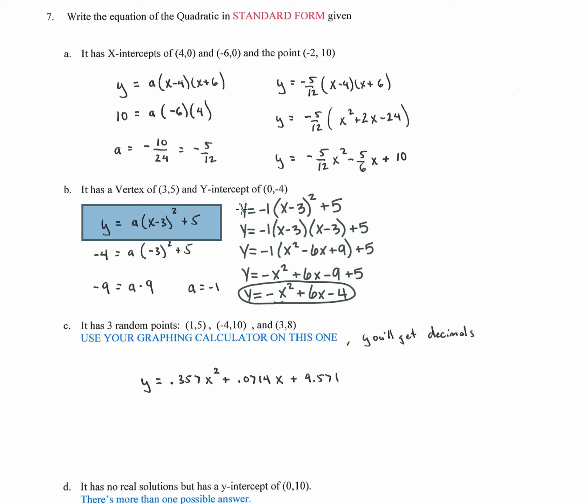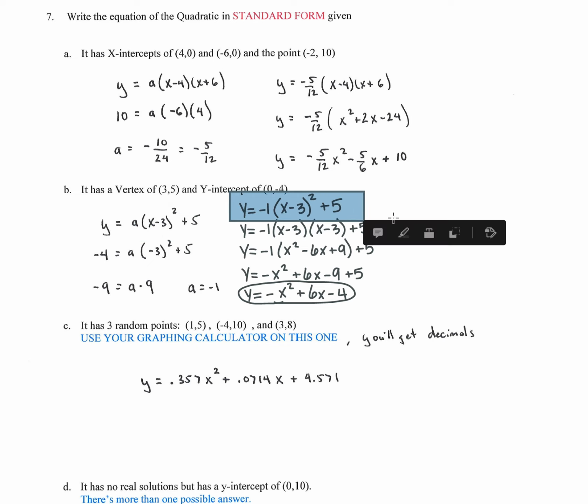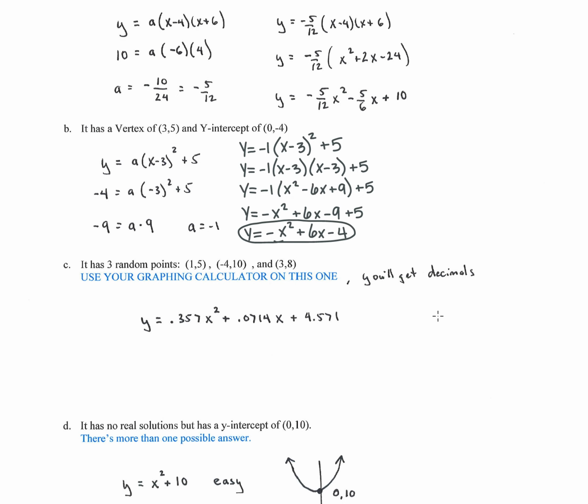Once you know a, you can plug it back in for a, and then you get to this point, and then you have to distribute, making sure that you FOIL out the (x minus 3) squared to (x minus 3) times (x minus 3), FOIL it, distribute, and combine. This one's all about your calculator.